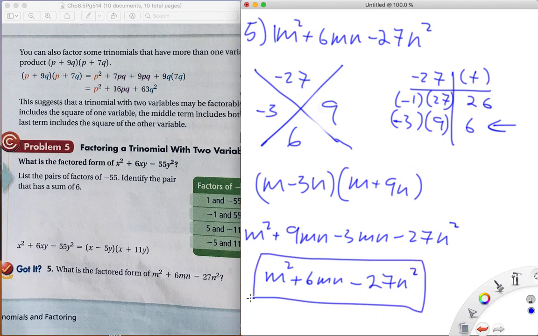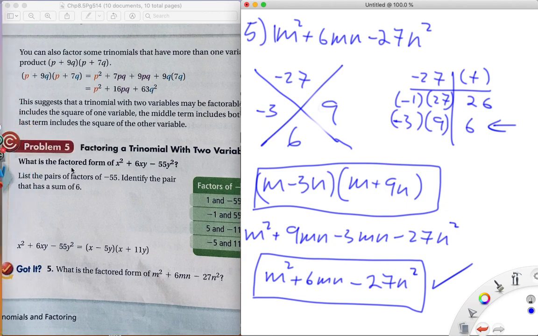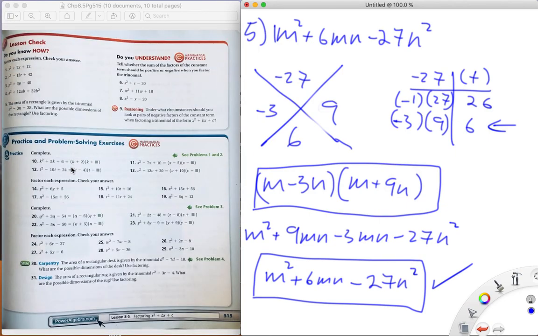Skadoosh. Oh wait, that's my check. So this is my answer. Skadoosh. I think that's the last one. Okay, so that's the last one.